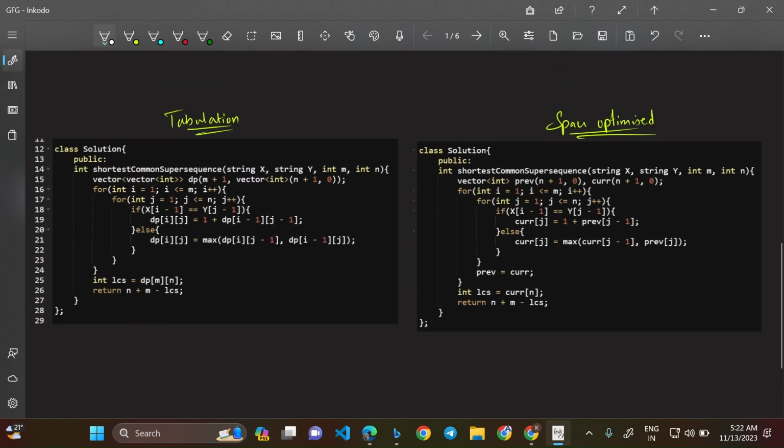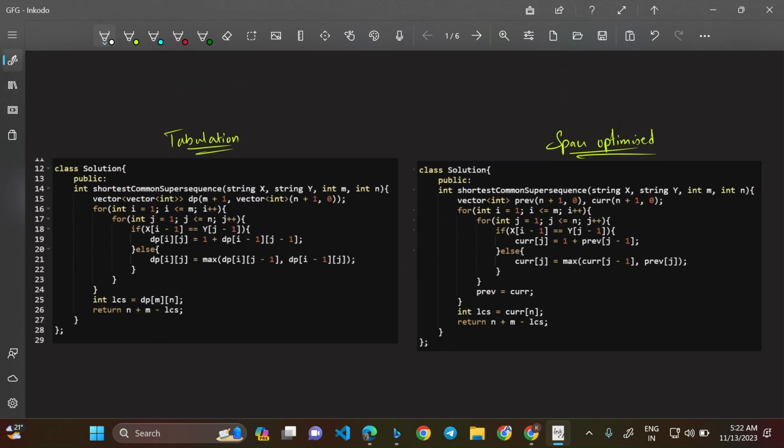Now let us go through the code. So this is the tabulation method for LCS. I hope everyone of you might be knowing this. So we'll be taking a 2D vector. DP of i j is basically 1 plus DP of i minus 1, j minus 1 if both of the corresponding characters of x and y are matching. If not, we'll be taking the maximum of left and top. You'll be putting that value in DP of i j. Finally, you'll be getting the maximum value, the longest common subsequence value, in DP of m and n, and you'll be subtracting it from the sum of lengths of individual strings x and y. So this is the final answer.